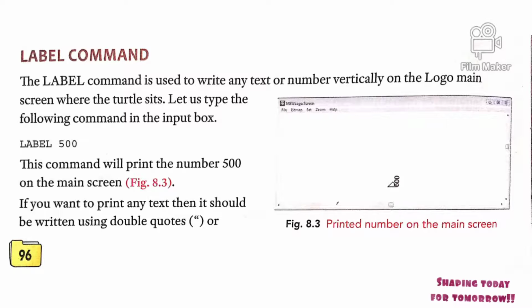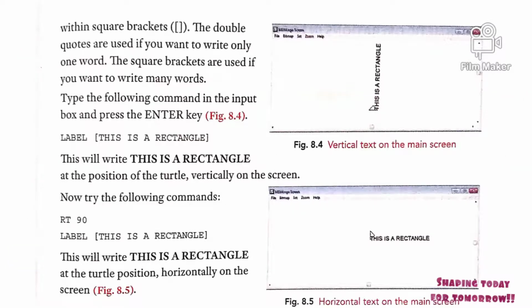If you want to print any text, then it should be written using double quotes or within square brackets. The double quotes are used if you want to write only one word. The square brackets are used if you want to write many words. So students, as I have explained just now, if you want to write only one word, you have to double quote it. Or if you want to write many words, a line, a paragraph, a statement or anything, you have to use the square brackets for that. Type the following command in the input box and press the enter key.